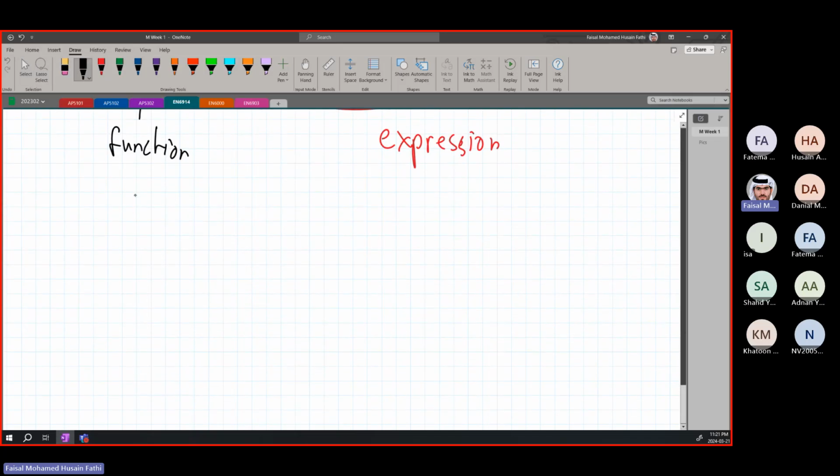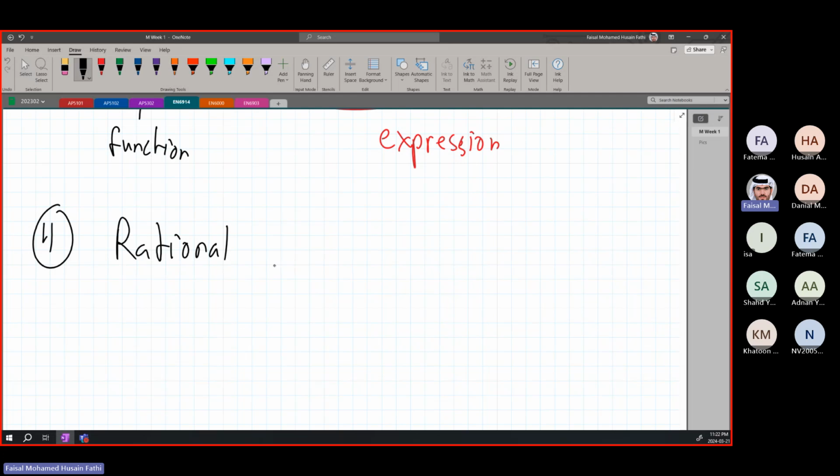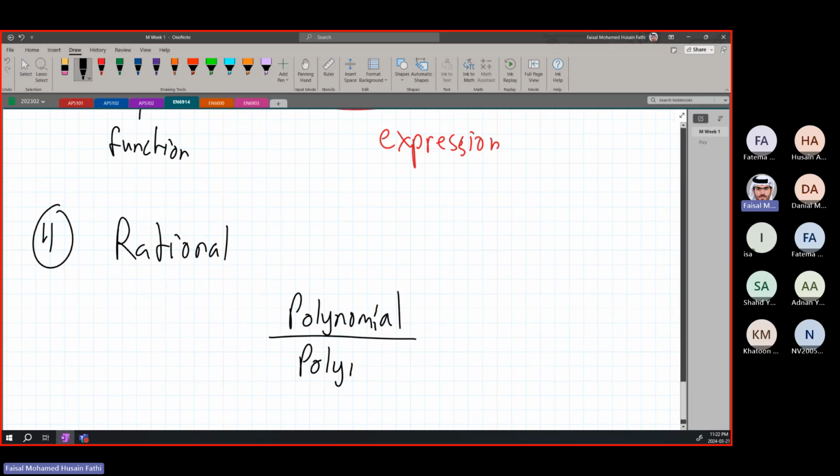Now, moving on, this was 3 polynomial. Let's go to 4, which was rational function. So what is a rational function? A rational function is when you're dividing one polynomial by another. So it's like a polynomial over a polynomial. Now, this is what you're more familiar with in Math 2, what you are doing.